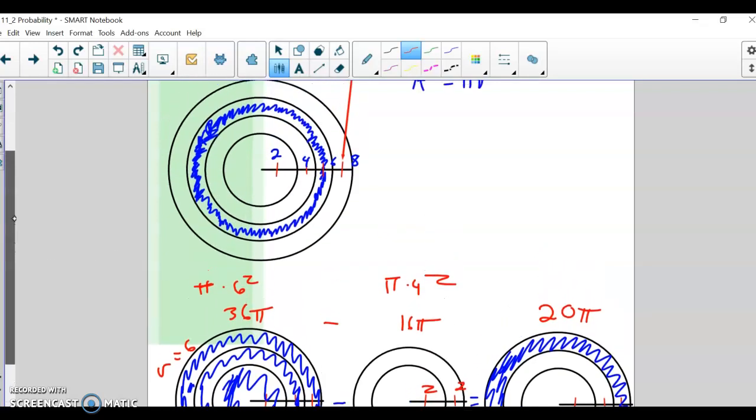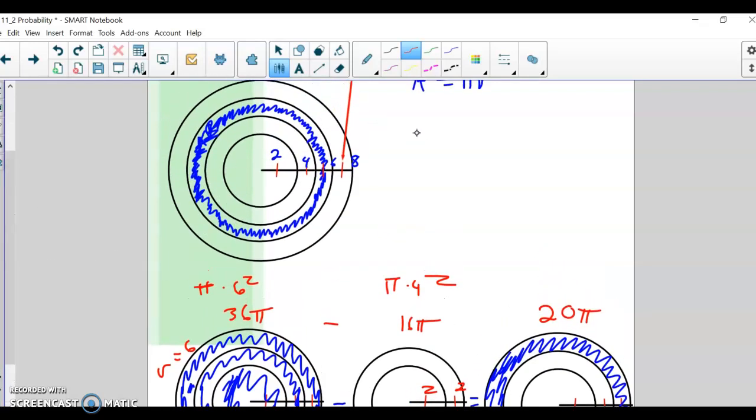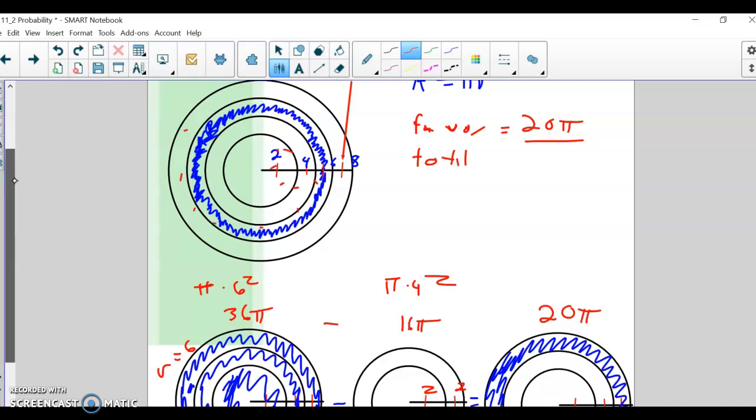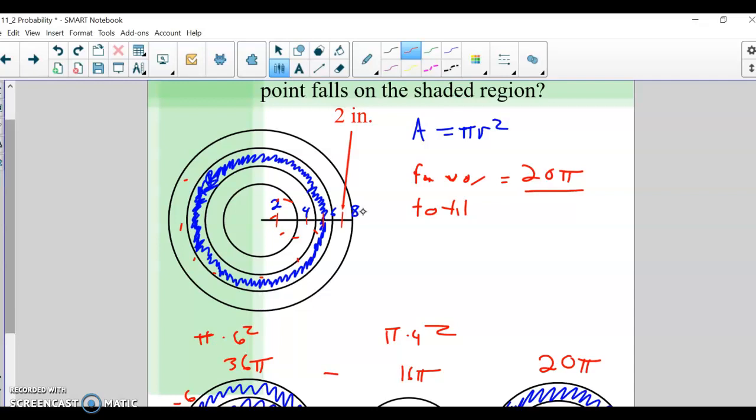Okay, so going back up to our problem, the favorable is hitting that ring. Man, my pen is struggling, sorry. So favorable is the 20 pi, and then we have to do that out of the total. Remember, I'm landing in here randomly somewhere. So the total area on that dartboard has a radius of 8, so that would be pi times 8 squared, or 64 pi.